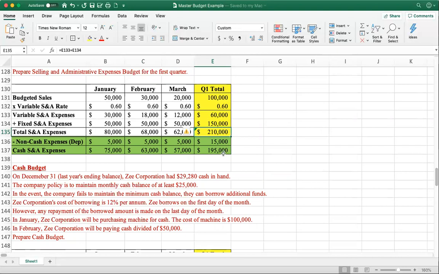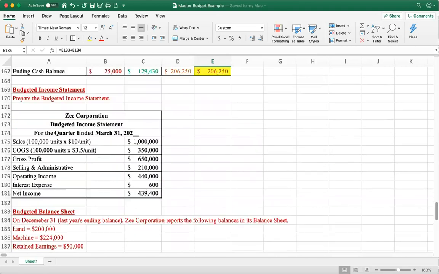We are not taking 195,000, which is cash selling and admin. This is only for our cash budget. So we take 210,000 from here. We insert it in the income statement, subtract that from the gross profit, and we get operating income of 440,000.